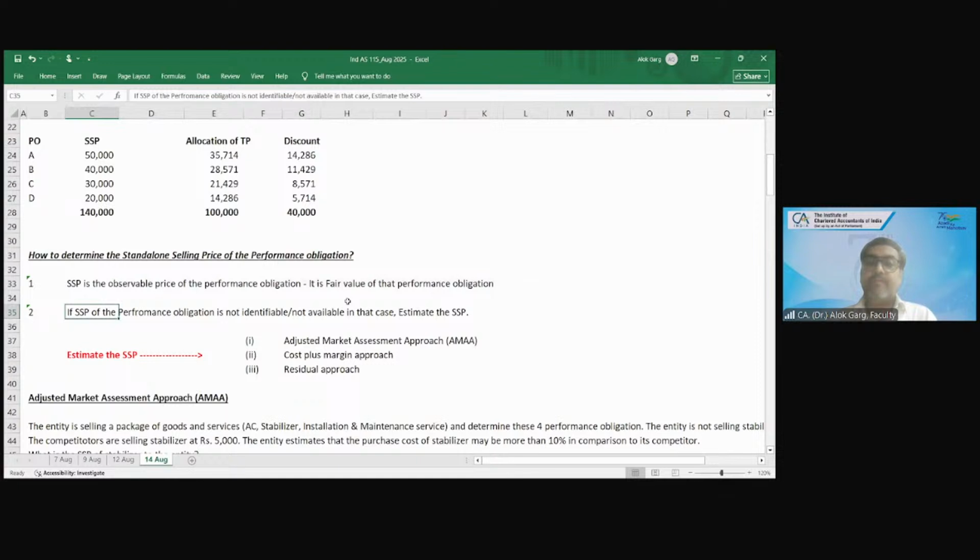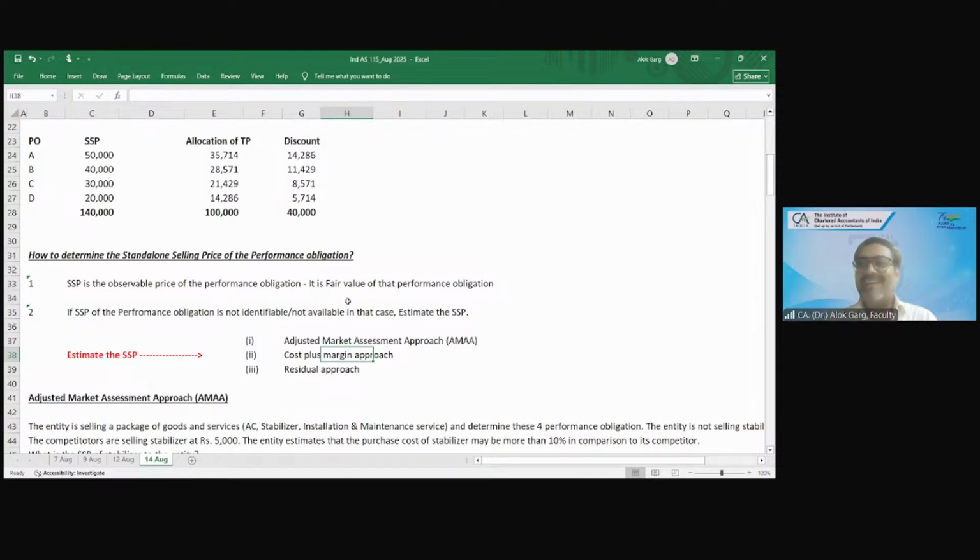But if the standalone selling price of the performance obligation is not identifiable, not measurable, or not available, in that case we need to estimate the standalone selling price. And how to estimate it? So friends, there are three approaches to estimate the standalone selling price. And the first approach is the AMMA approach. What is the approach? AMMA.